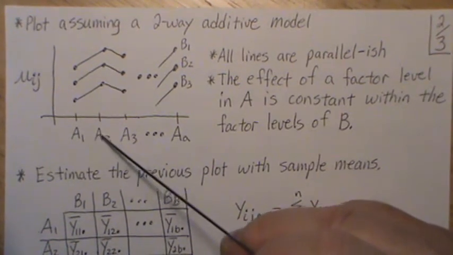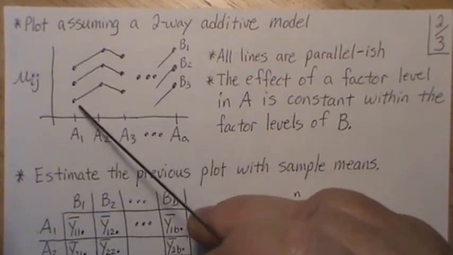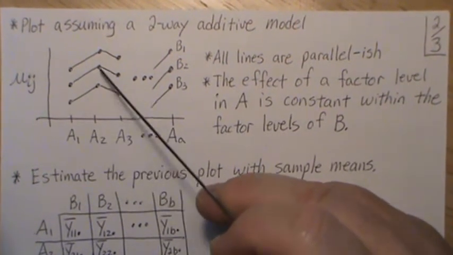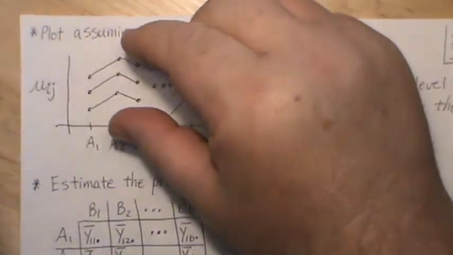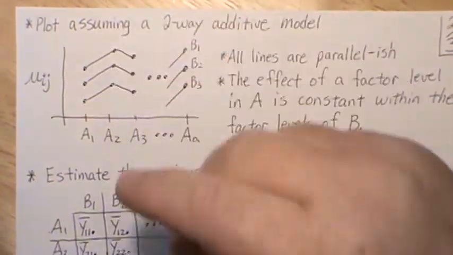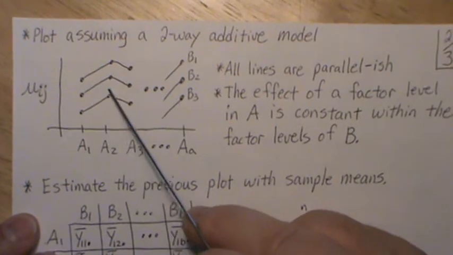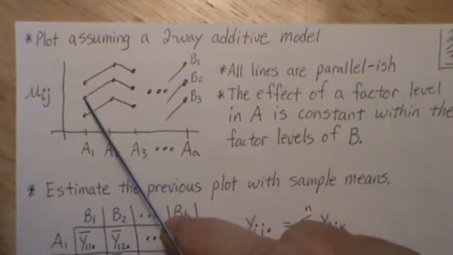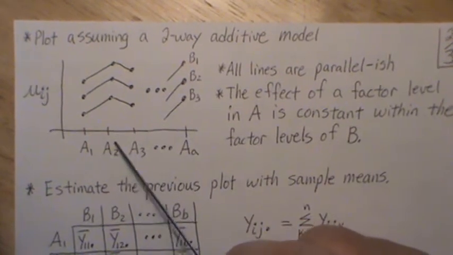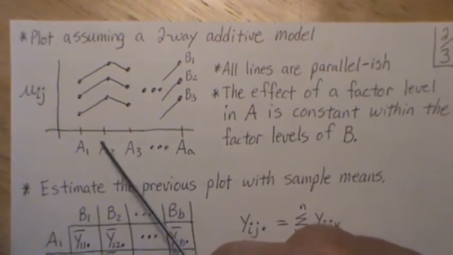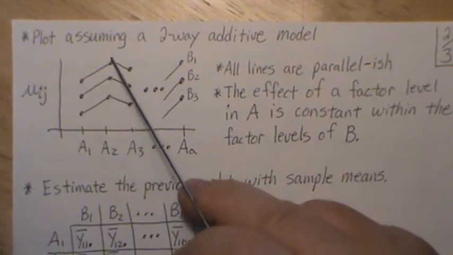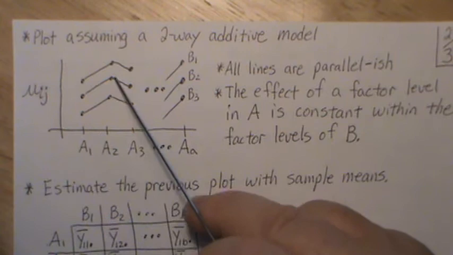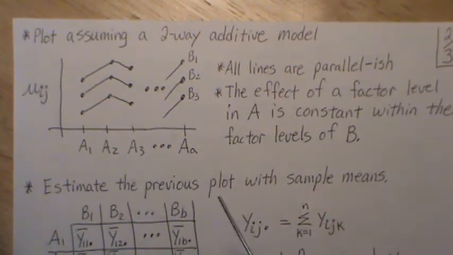For factor level A2, the effect may be different. So the effect here is not the same as here. All of these may be less. If it's less, these lines can't be perfectly parallel because the gap would have to be the same. But the idea of the additive model is that going between the levels of B within A2 is constant, and that occurs with each level.